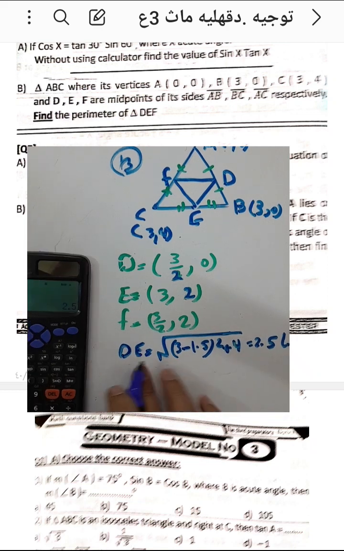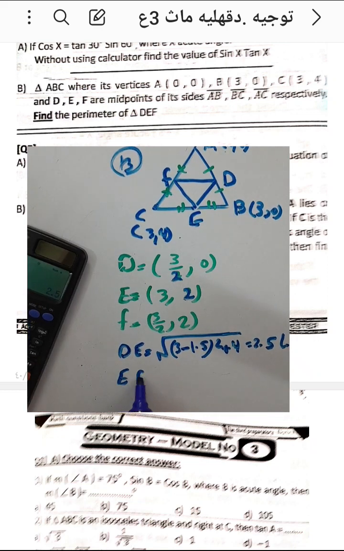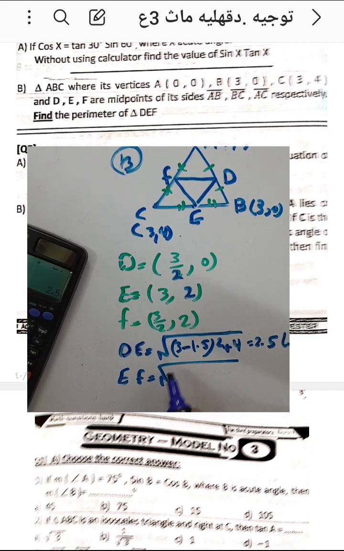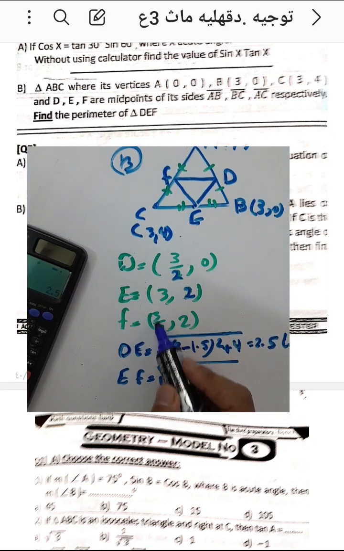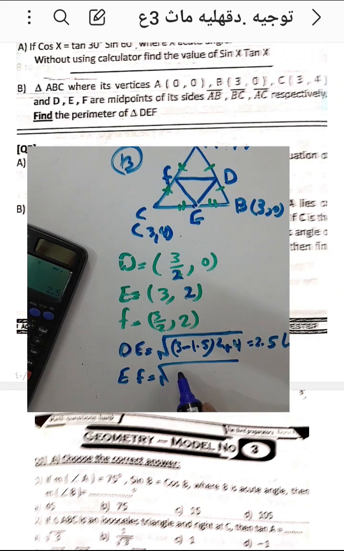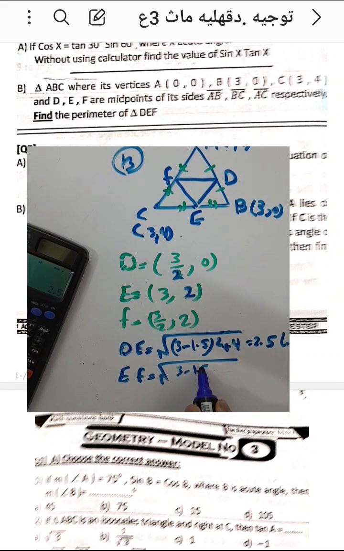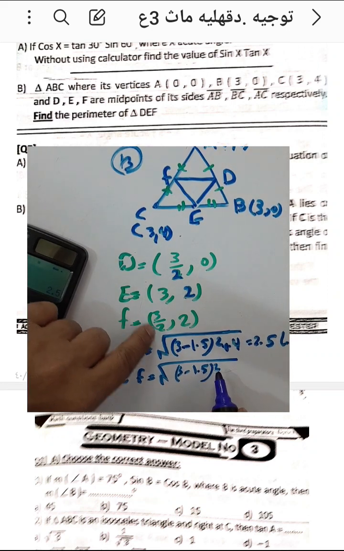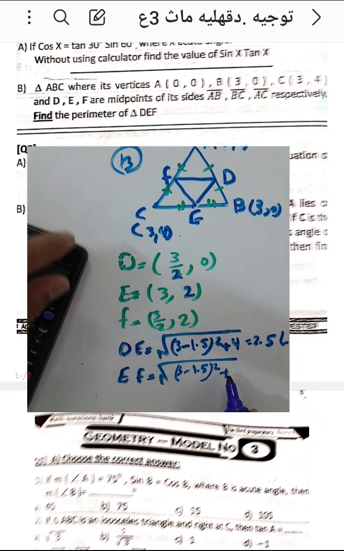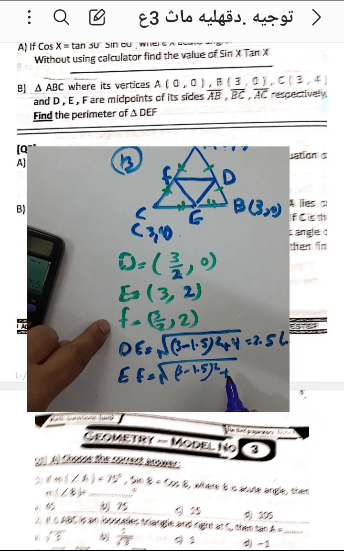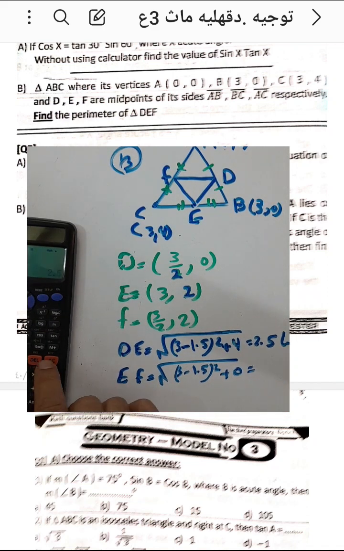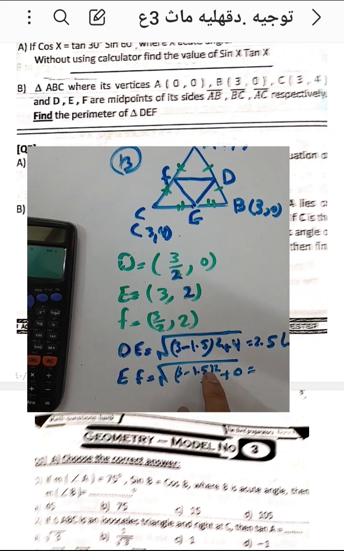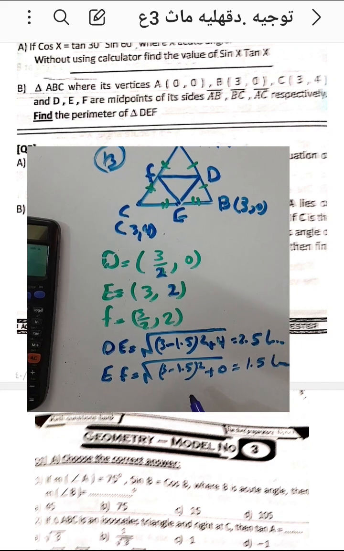Unit. Okay, and then we can find EF, the side of EF here. E and F: square root of 3 subtract 3 over 2, power 2. It means 3 over 2, plus here for E and F, 2 minus 2 equals 0. Then it will be 1.5 power 2, and the root of the result will be 1.5 length unit.